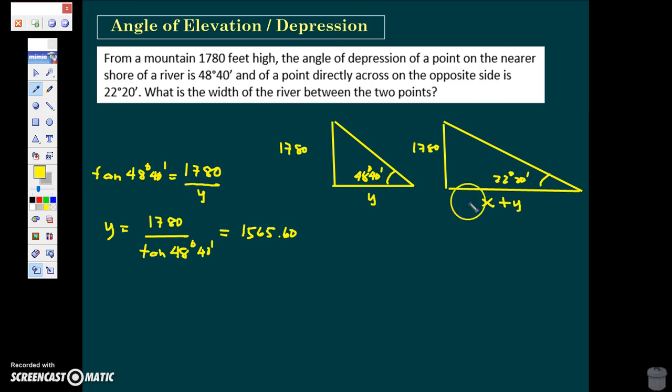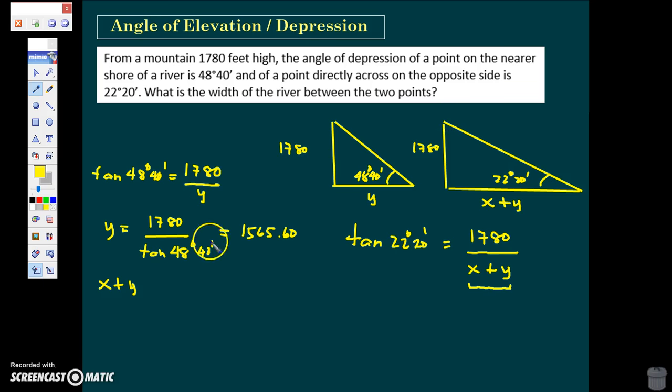feet. Now we are asked to find the value of x, not the value of y. So we shift to the other triangle. This time the tangent of the given angle 22 degrees 20 minutes is equal to 1780 over x plus y. Now we can simply solve the value of x plus y first, and then since we know y, we subtract it from this value, and that will be what's asked in the problem. So to illustrate, let's represent x plus y as a.